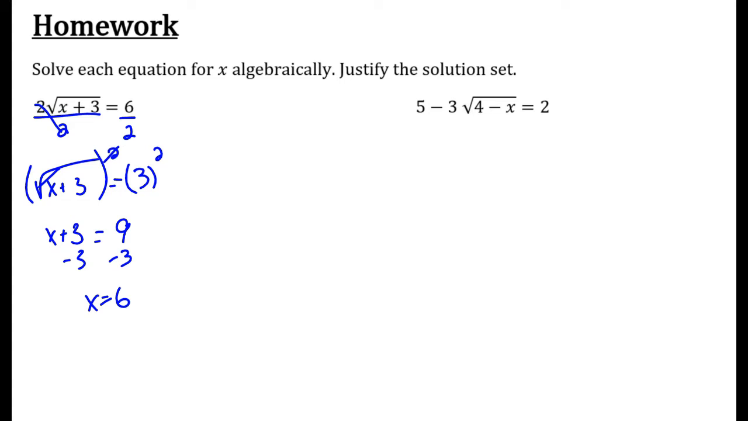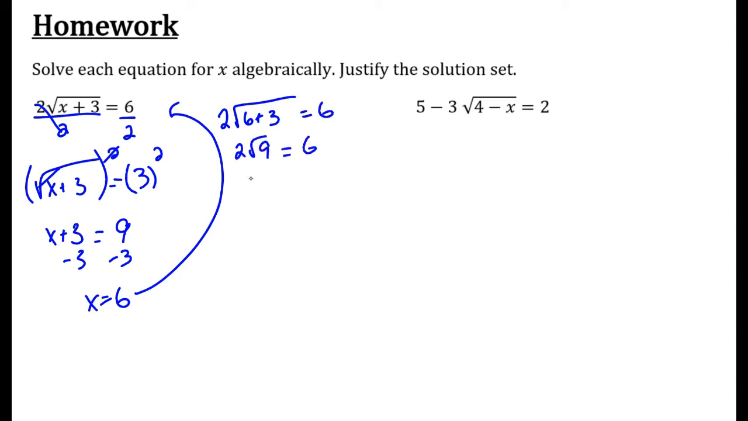So just like rational equations where we got extraneous solutions, we can also get extraneous solutions from radical equations. And we need to be careful of that because it's not as obvious. We always have to take this and plug it back in. 2 square root of 6 plus 3. Does that equal 6? Well, 2 radical 9 equals 6. Does 2 times 3 equal 6? It does. x equals 6 is actually a solution.